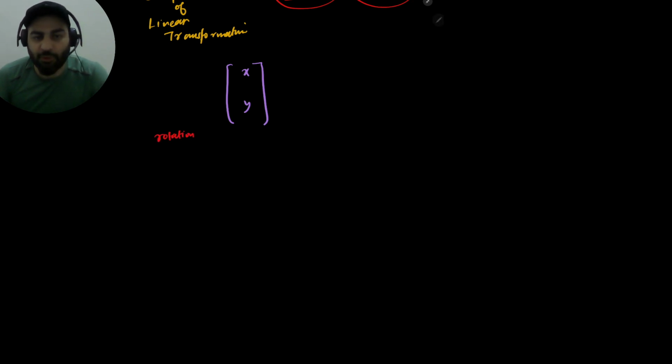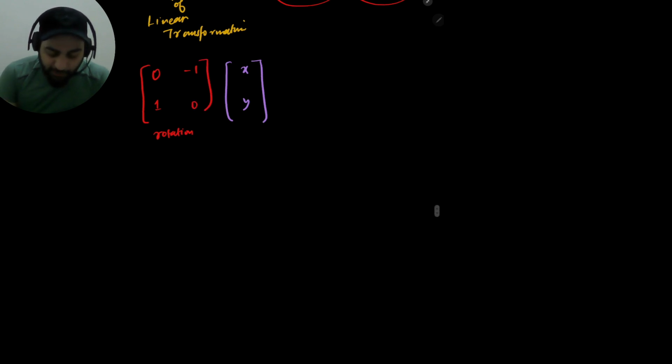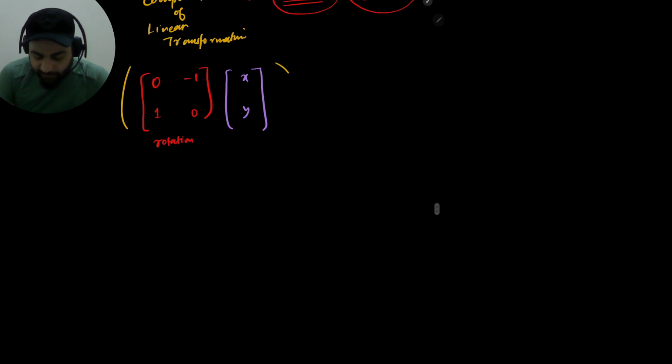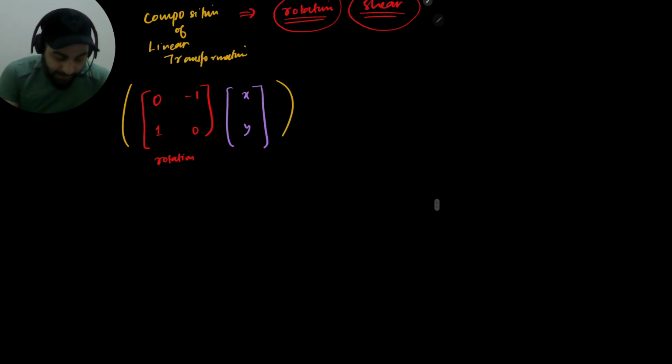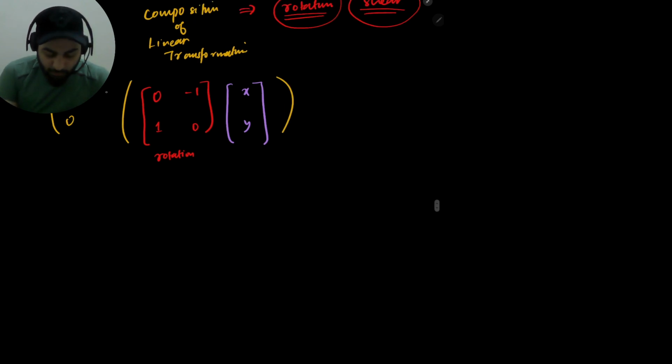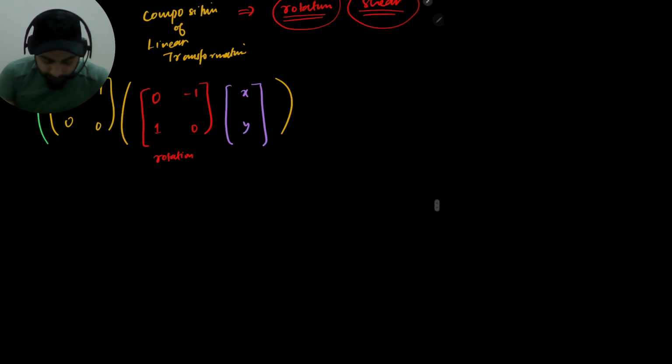So what is the rotation matrix? In the rotation, x basically went to 0 1 and y basically went to minus 1 0. So this is the rotation. After capturing wherever this went, we'll apply the shear, 1 0 1 0. So this is shear.